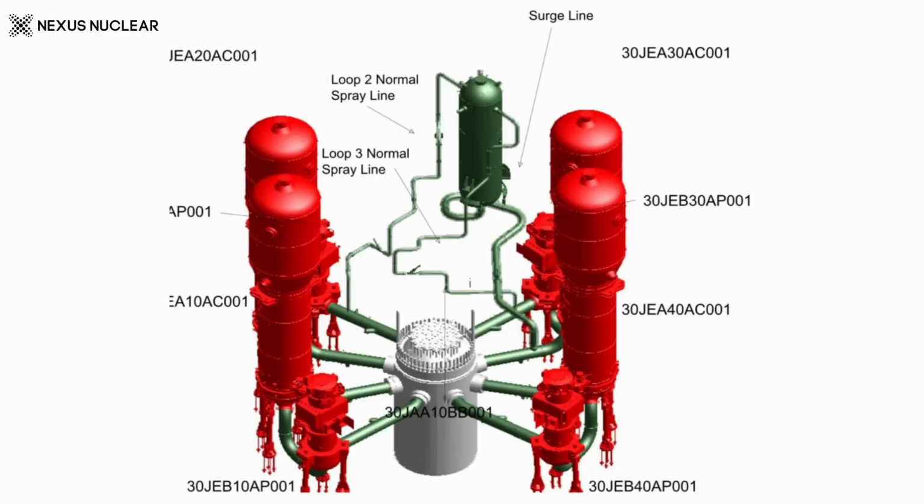There are four loops of the primary circuit. In each primary circuit, there should be at least one RCP. This RCP individually, separately, or independently provides the forced circulation for a loop. So the four loops work together, and the four RCPs together provide the forced circulation.